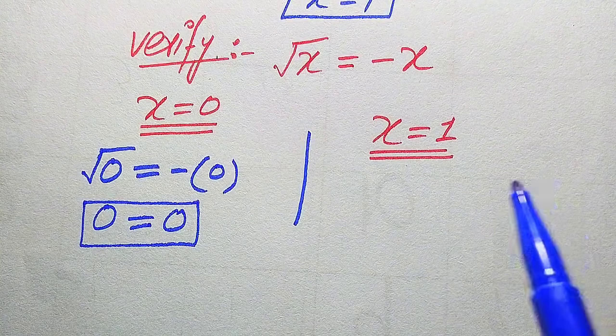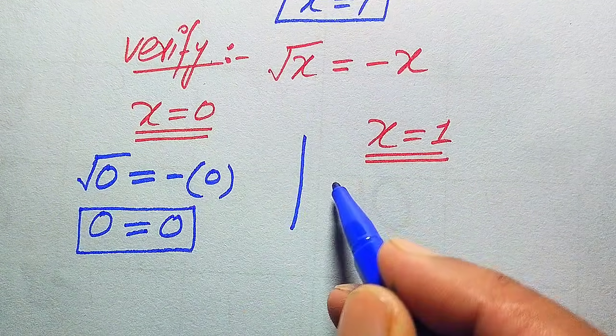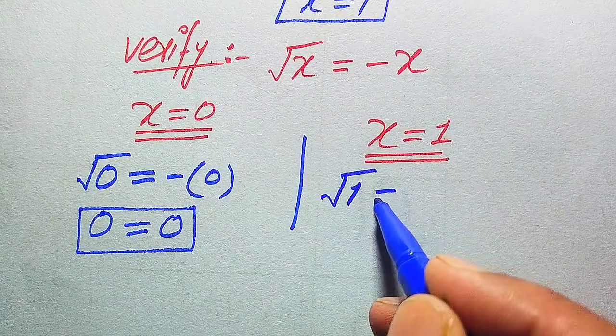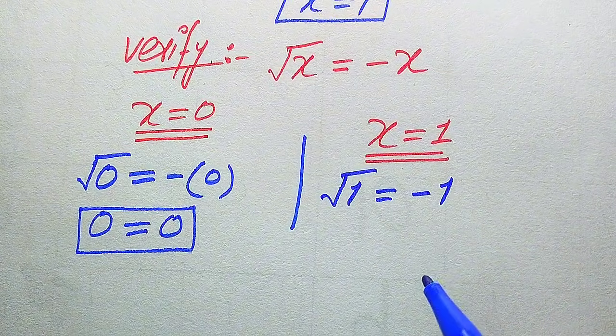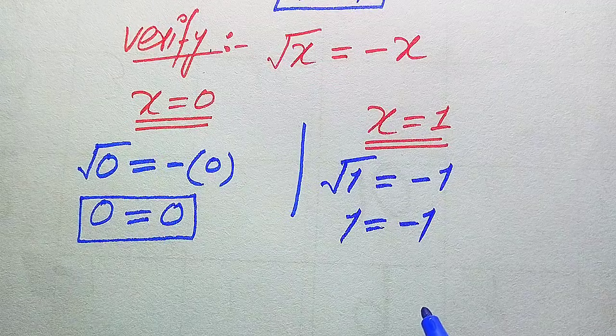And now we need to check the second root. We put this value of x into the left hand side, and it will be written as square root of 1 equals minus 1. We know that square root of 1 becomes 1, and this is minus 1.